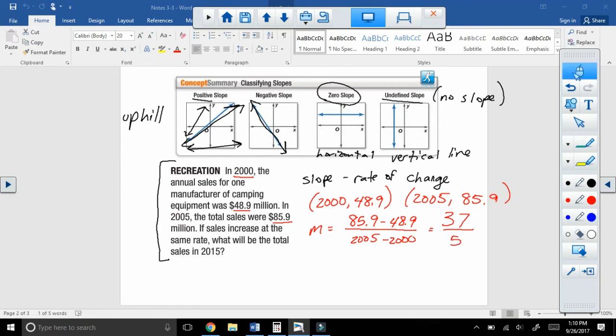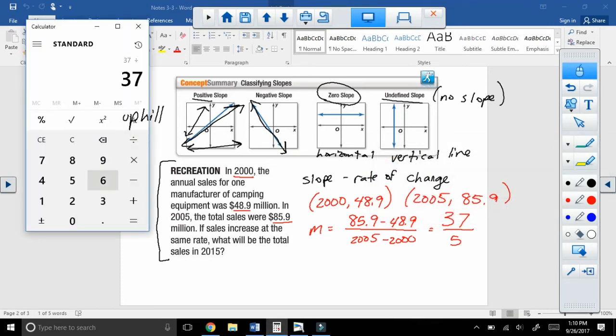So then what I could do is divide that by 5. What this is saying is this is $7.4 million of increase every year. So I'm going to write that out: 7.4 million per year. And the question is asking me, if the sales rate is a consistent rate, the same rate, what will the sales be in 2015?